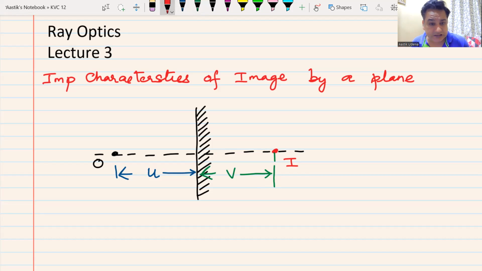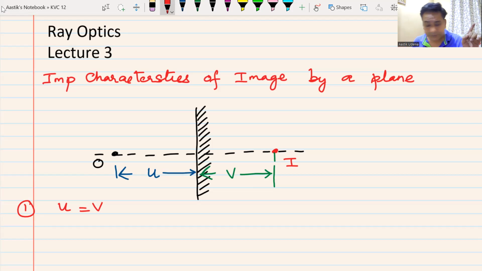What would be that relation? Anyone? U is equal to V. Yes, the value of u will be equal to the value of v. That means whatever distance the object is from the mirror, the image will be formed on the other side. And the distance of the image on the other side will be the same as the distance of the object on this side.